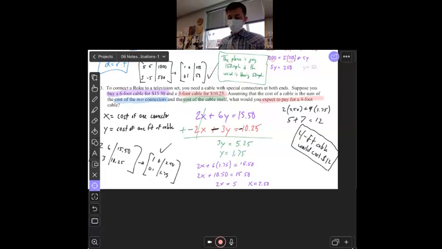Again, that's why it's so important to have your variables defined. This is the connector cost. This is the cable cost. So if you have those mixed up, you can have 2 of these and 4 of these, and that'll be a much different price. So make sure you're defining your variables. Yeah, I will be on the lookout for this.